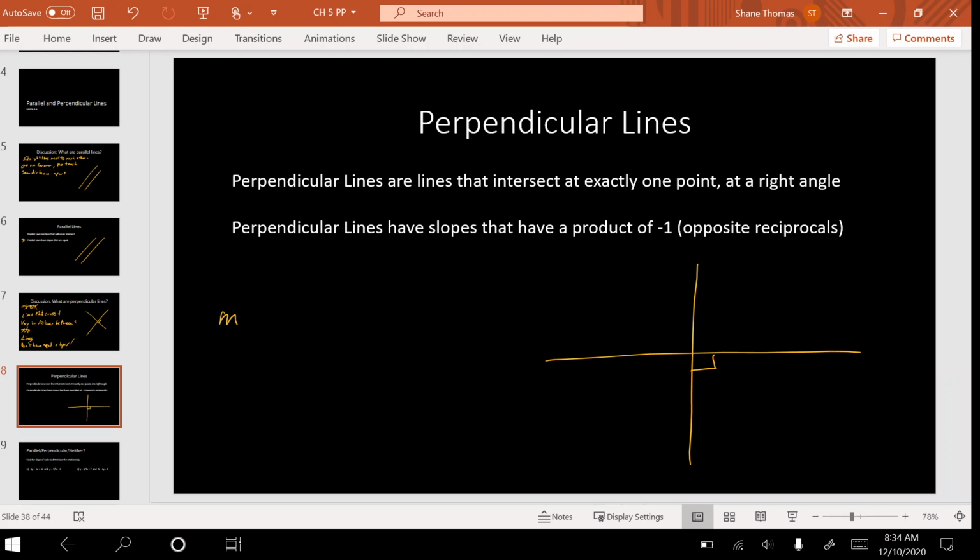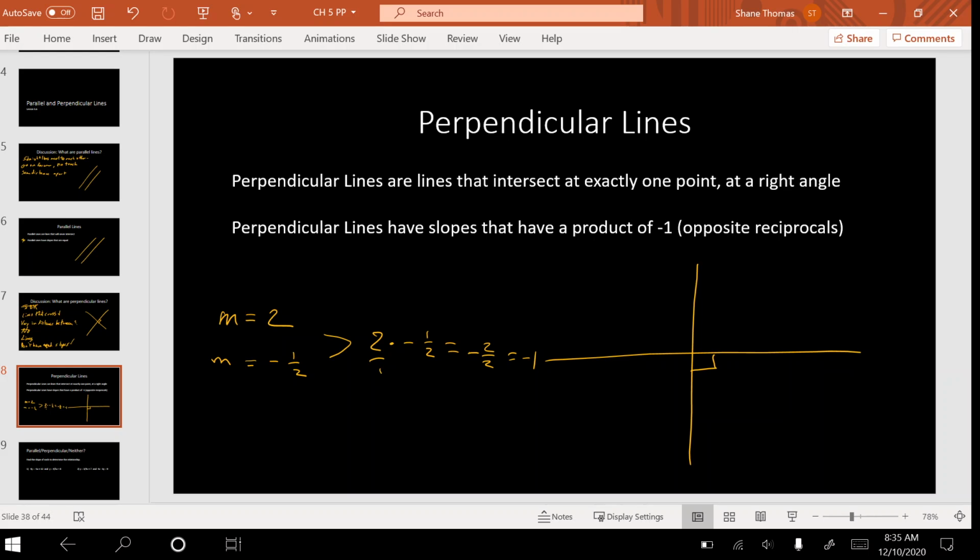If I have one line with a slope of 2, the other one then would have to have a slope of -1/2. Okay, so then if I multiply those two together, 2 times -1/2, that's going to be -2/2 or -1. Okay, the other way you can look at it is if you take one slope, flip it and change the sign, that should be the other slope. Those are negative reciprocals of each other.